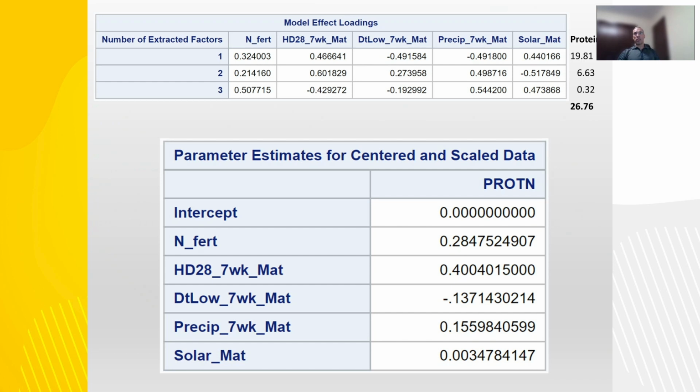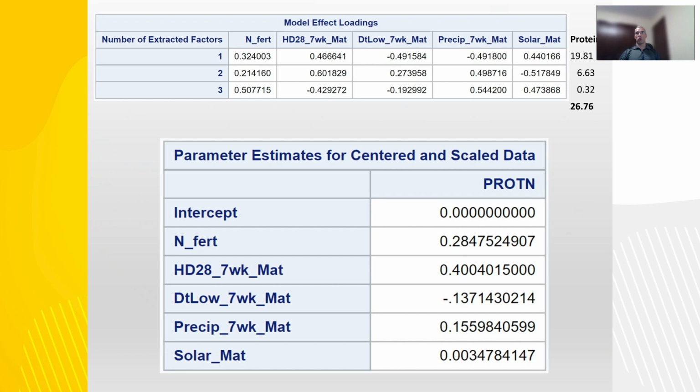The parameter estimates in standard scale data are presented in the table below, and they're quite important because, being centered and scaled data, the size of the parameter estimate tells us the degree of influence. So the most influential factor here was the number of days above 28 degrees Celsius in the last 7 weeks before maturation of the crop. So late during development. And that factor had the largest parameter estimate, therefore was the most important. And it was positively associated with protein. More hot days above 28, greater protein level.